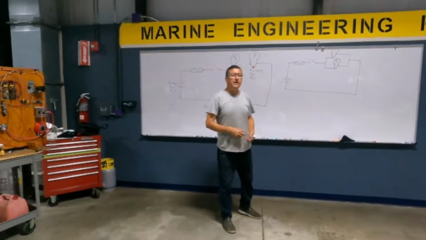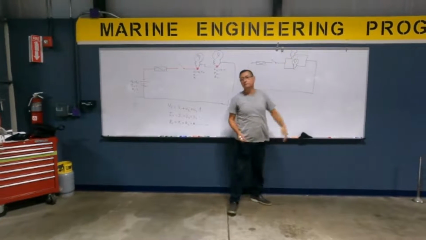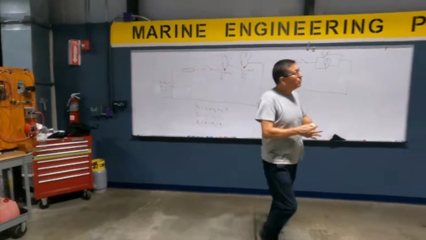What is the advantage of parallel? What happens if this light bulb is broken? It still works. I have another path. This is good. Can I connect 3 light bulbs? Yes. Let me do another one.